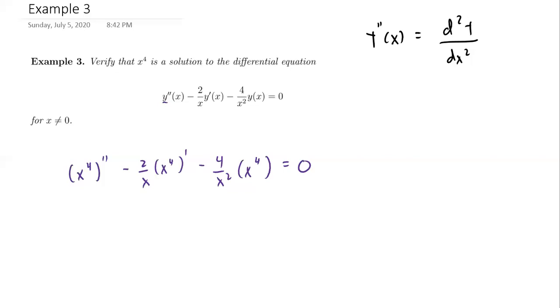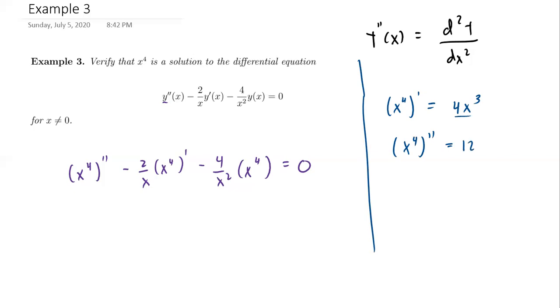So let's simplify. What's the first derivative of x to the fourth? We could do some scratch work here. x to the fourth prime, just the power rule, bring the exponent down, subtract 1. x to the fourth double prime is just the derivative of this. Again, bring the exponent down, subtract 1. So x to the fourth double prime is 12x squared, minus 2 over x times x to the fourth prime, which is 4x cubed, minus 4 over x squared times x to the fourth. And again, hopefully this equals 0.